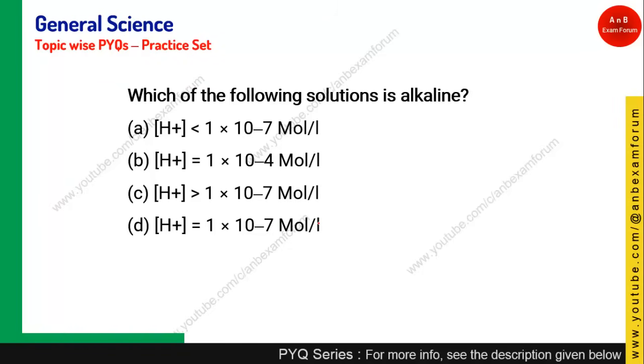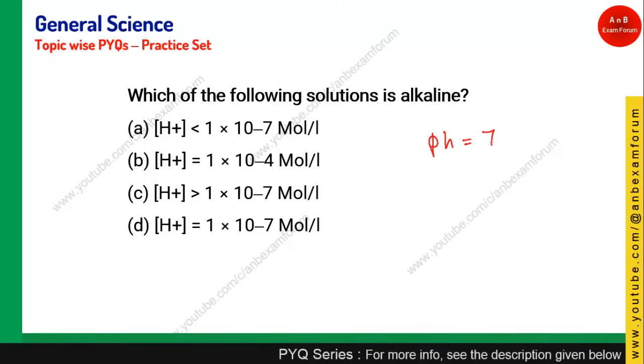Which of the following solutions is alkaline? As you know, if pH is equal to 7, it is neutral, and the hydrogen ion concentration will be 1 into 10 power minus 7 mole per liter. Since he is asking for alkaline or basic, the hydrogen ion concentration will be reduced. It should be less than 1 into 10 power minus 7.